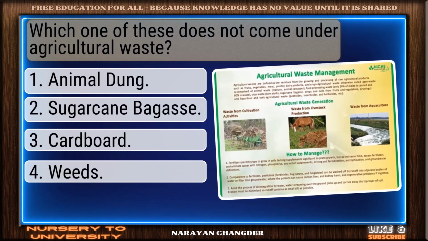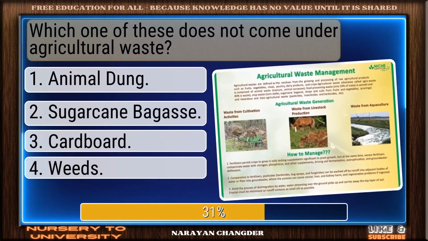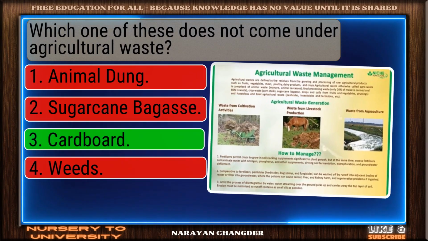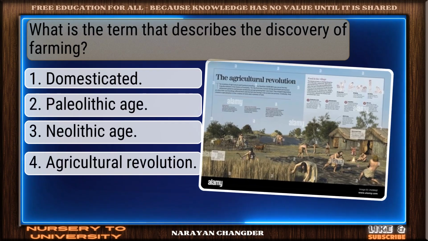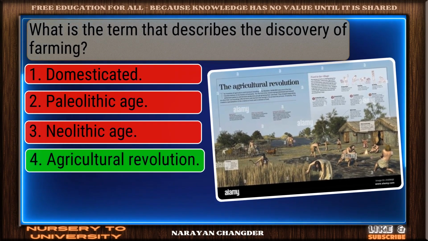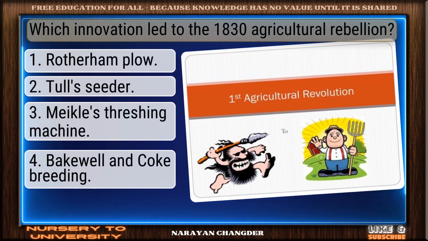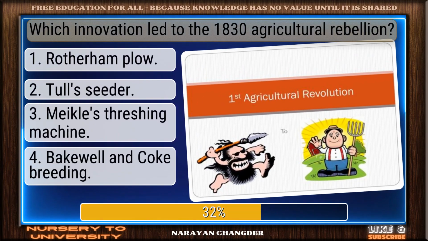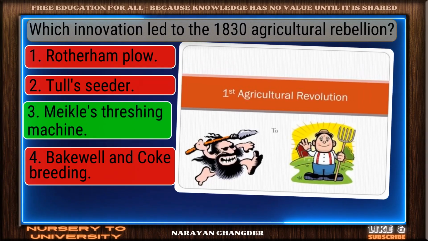Which one of these does not come under agricultural waste? Right again. Cardboard is a valid answer. What is the term that describes the discovery of farming? On track. Agricultural revolution is the correct answer. Which innovation led to the 1830 agricultural rebellion? Valid point. Meikle's threshing machine is true.